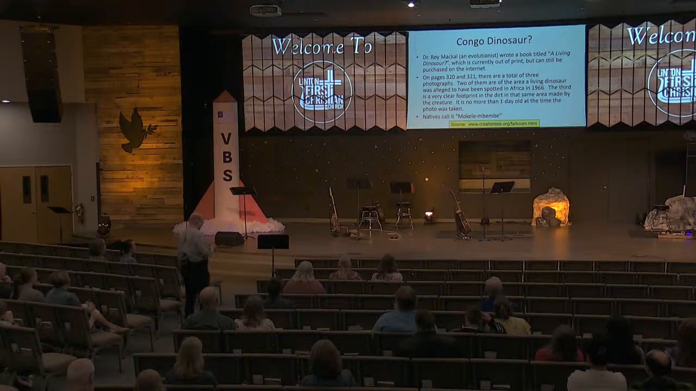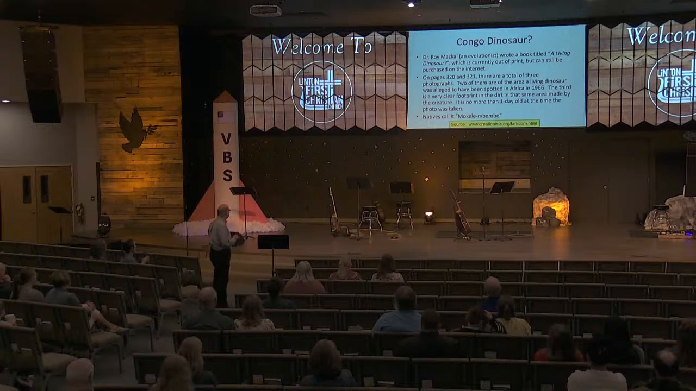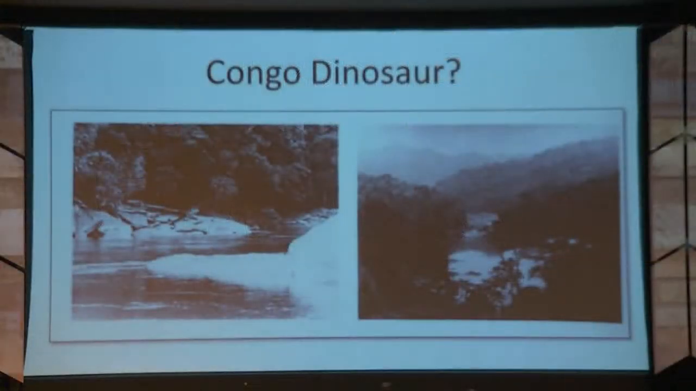But here's what's interesting. This Dr. Roy Mackal, who's an evolutionist, not a creationist, eventually wrote a book called A Living Dinosaur. It's out of print, but on pages 320 and 321, there are 3 photos that are pretty interesting. He was in Africa in 1966, and this is the area where he was, very, very remote, in part of the Congo where Mokele Mbembe is supposed to be.